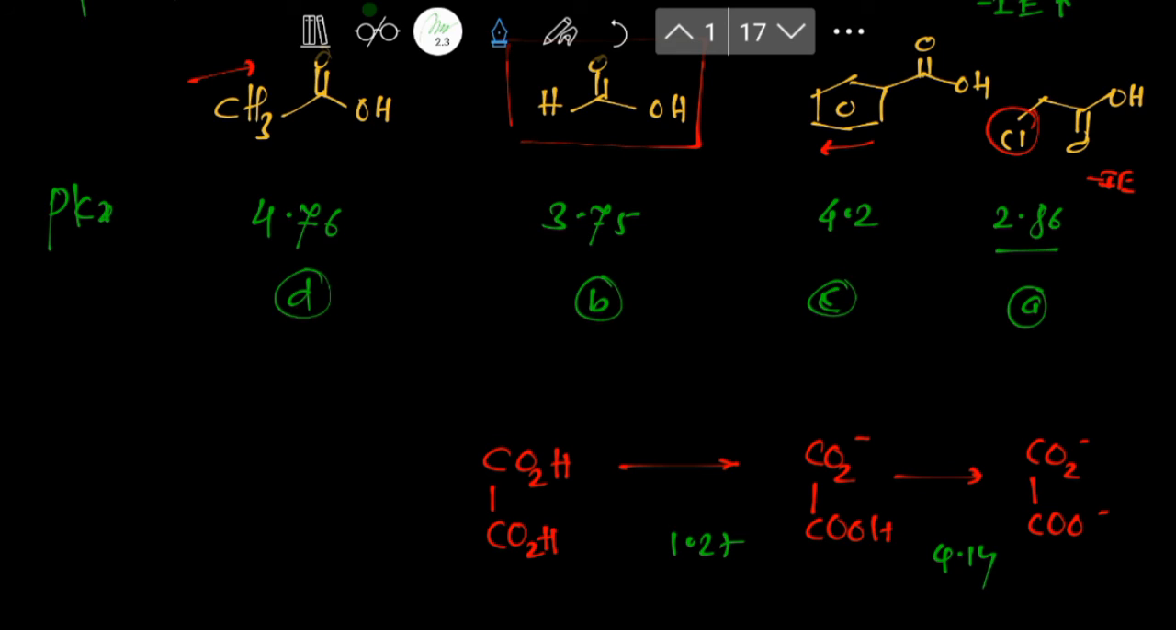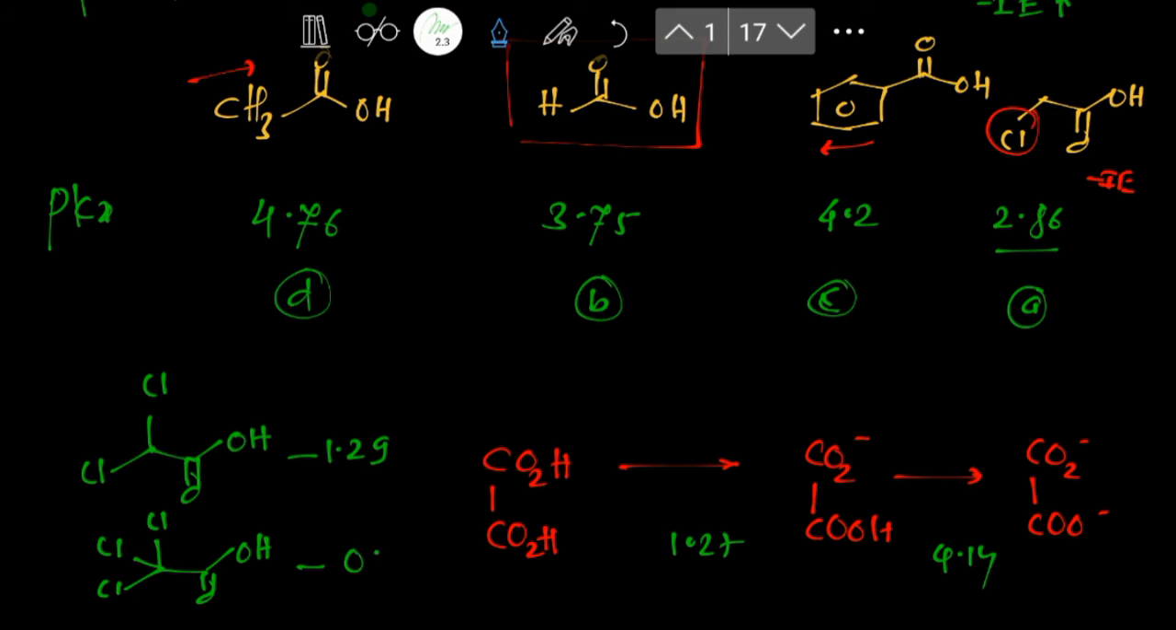So in the case of trichloroacetic acid, I will give one more example. Now look at this one. So this is dichloro, and this is trichloro. Now the pKa value for dichloroacetic acid, as I already told you, is 1.29, and for this one it is 0.65. Look at this one.